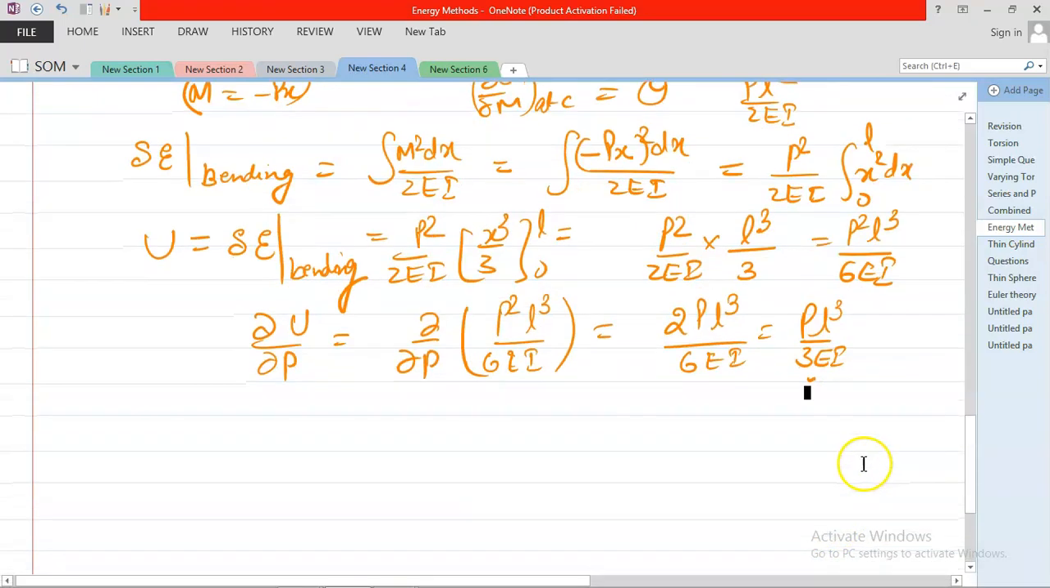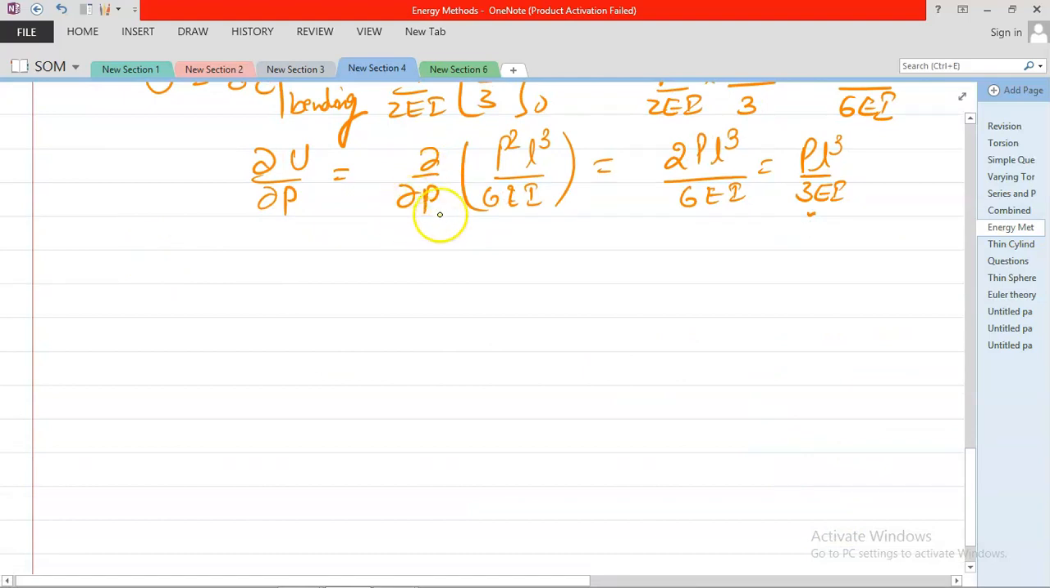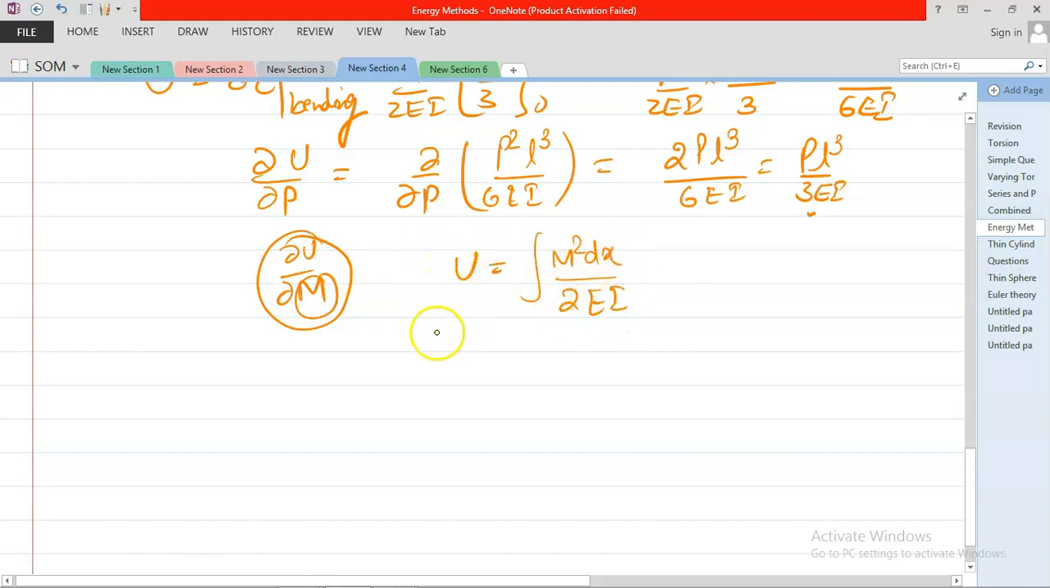Okay, now I am going with finding the slope, that is with respect to the moment. What is the equation? Integral M square dx upon 2EI. Now if we differentiate it with respect to moment, what would be the value? It is M into 2M dx upon 2EI, so it is integral M dx upon EI.